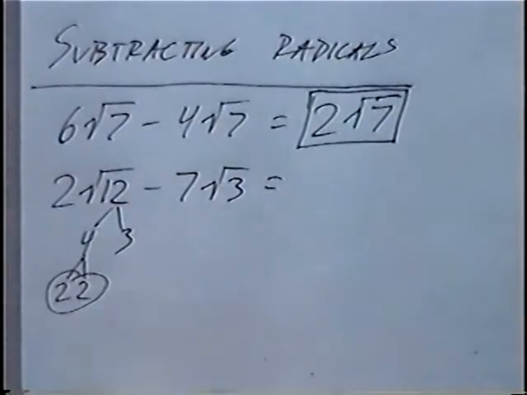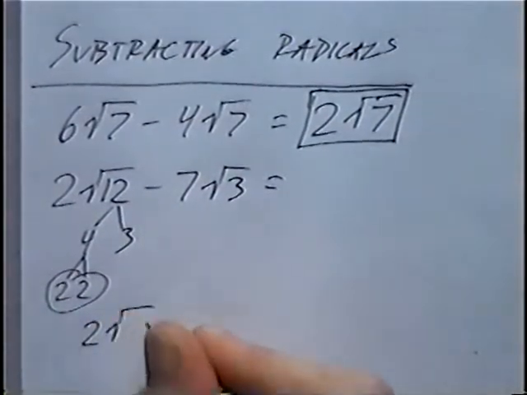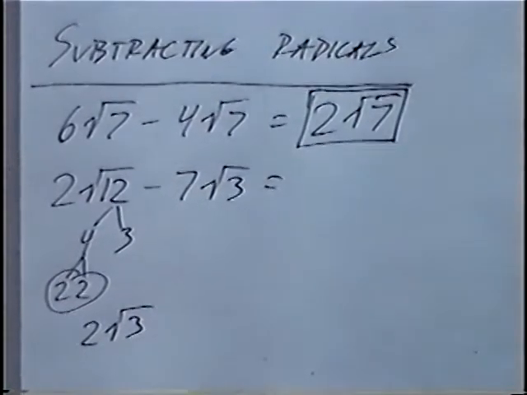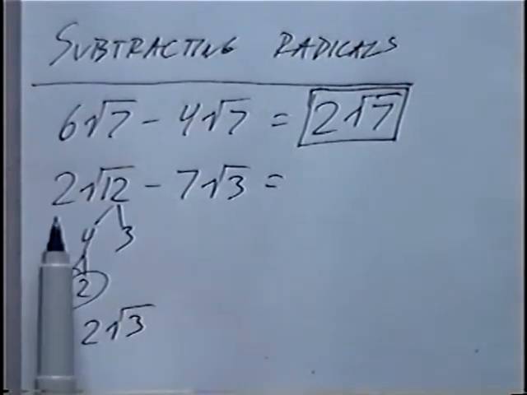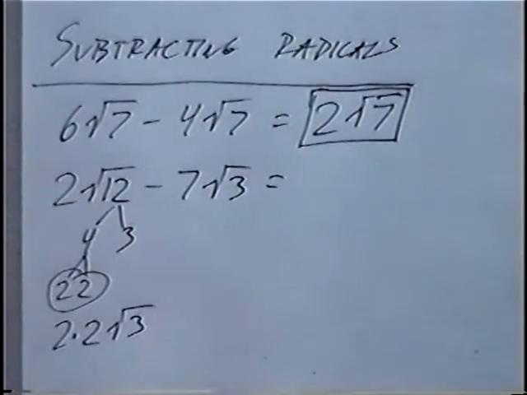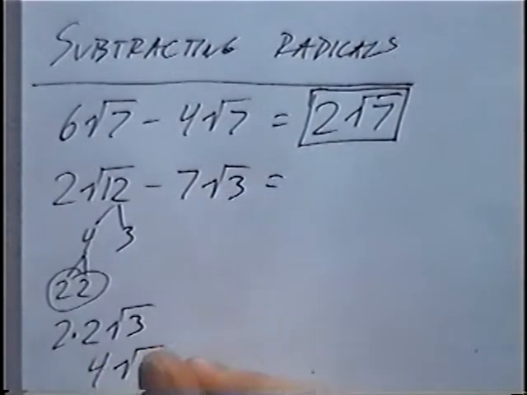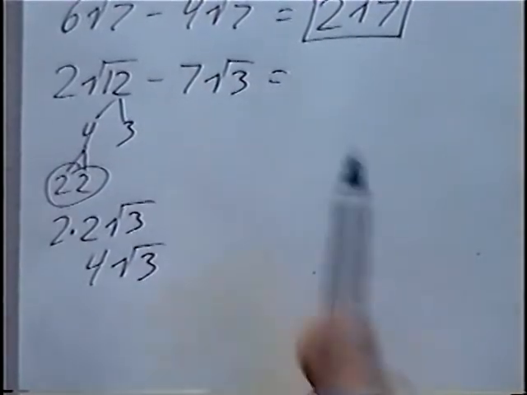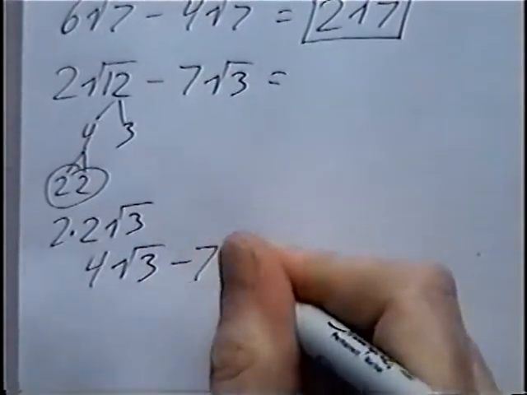So radical 12, we'd have a pair of 2's, and the 3 left over would go on the inside. It would be 2 radical 3. The question is 2 radical 12, so this extra 2 would come down, and we can multiply by the pair of 2's that we had, so this would be 4 radical 3. And we're subtracting 7 radical 3.